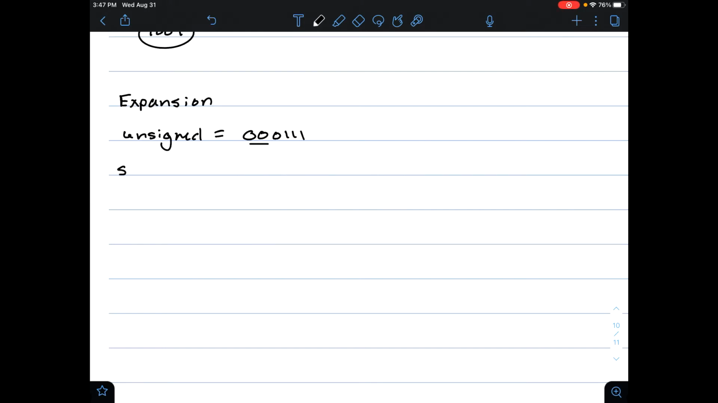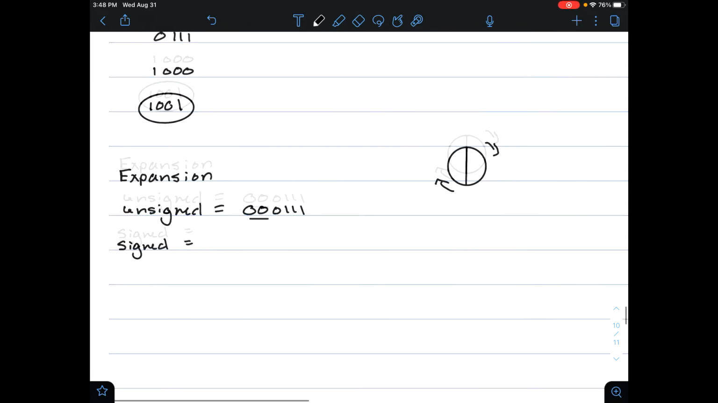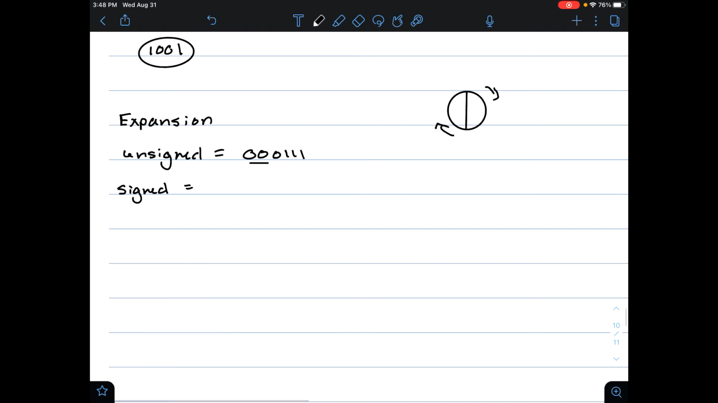Signed, on the other hand, is a little more tricky because you need to pay attention to what side of the circle it's on. If it's on this side of the circle, it doesn't matter. You can add zeros like it's unsigned. If it's on this side of the circle, you add 1s instead. So the way that we would do this with our negative 7 would be 1, 1. That's the 2 digits that I added. And then 1, 0, 0, 1, which is what we already had.